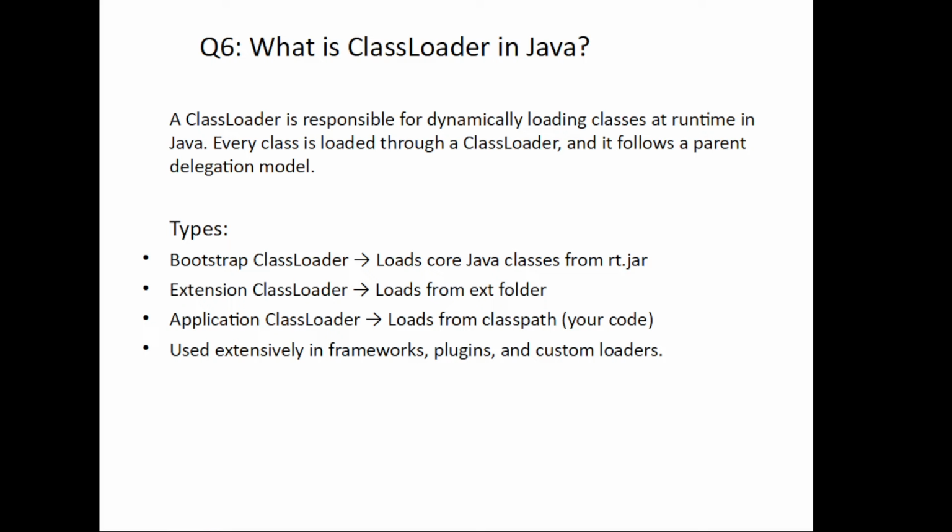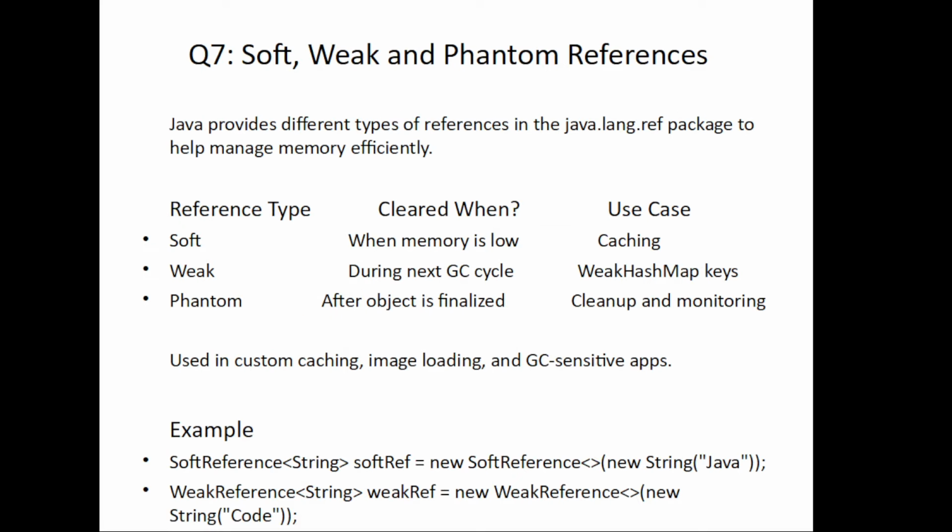Let's see the next question. Seventh question is, what are soft, weak, and phantom references in Java? So in Java, memory management is automatic because of garbage collection, but sometimes you need more control over how and when your objects are collected. That's where reference types come in. Besides the regular strong reference which you are used to, Java provides soft reference, weak reference, and phantom reference in the java.lang.ref package. Let's understand all three types.